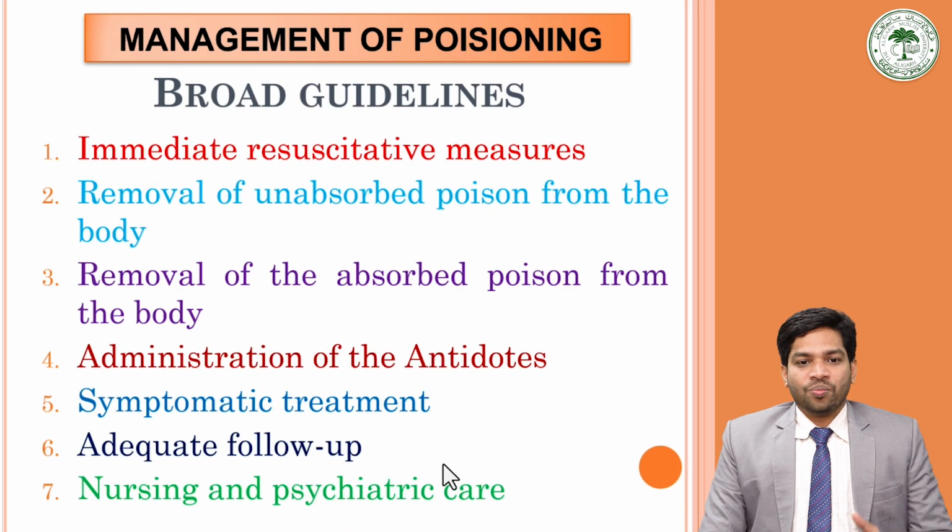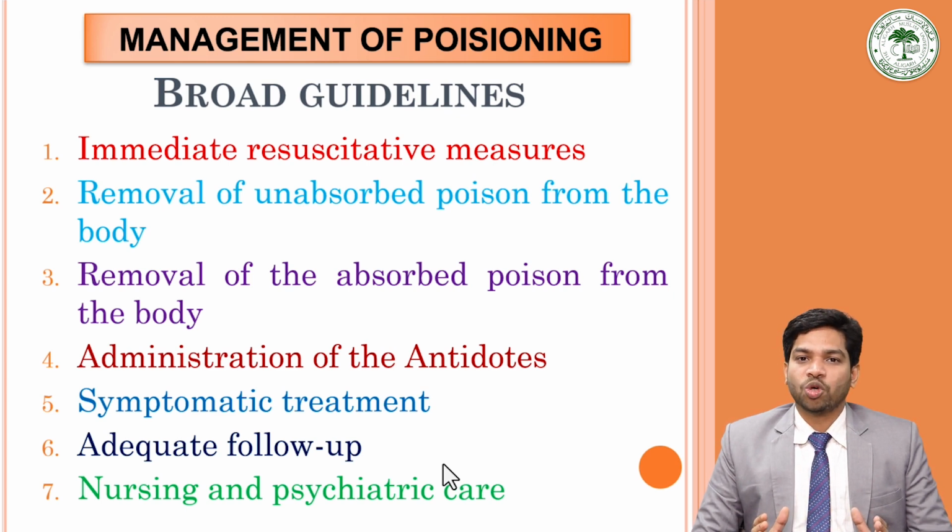In that, starting with the general management of poisoning, the broad guidelines were the immediate resuscitative measures, then the removal of unabsorbed poisons from the body, removal of absorbed poisons from the body, administration of antidote, then symptomatic treatment according to toxidromes, further adequate follow-up of the patient, and the nursing and psychiatric care of the patient.